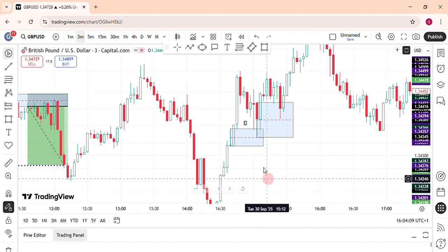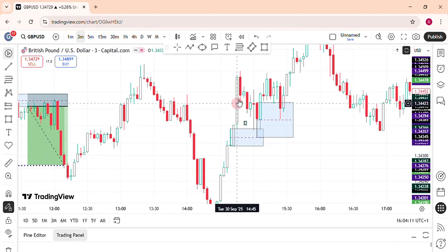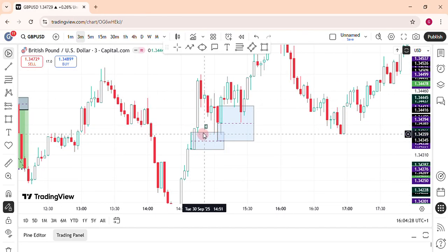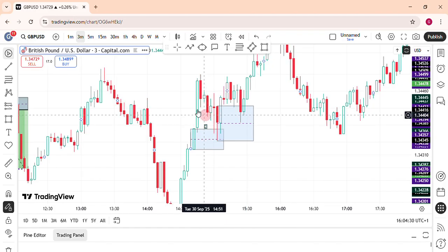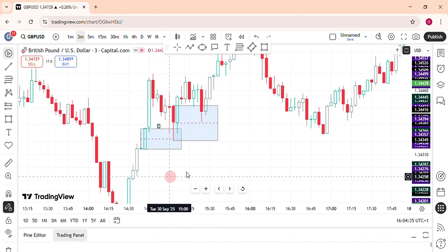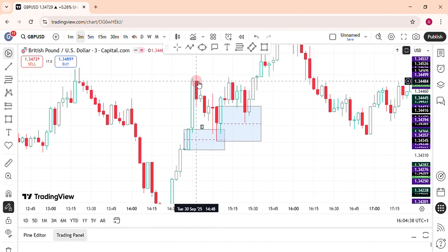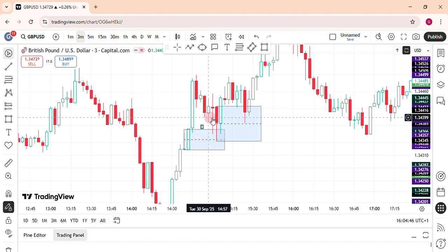Now we have a fair value gap here, a bullish fair value gap. We have an order block here. If you go to our 1 minute time frame, you can see this is an order block here. So this is a down candle before markets push to the upside. Now we analyze this and use this as our point of interest as price comes back to tap into this area.